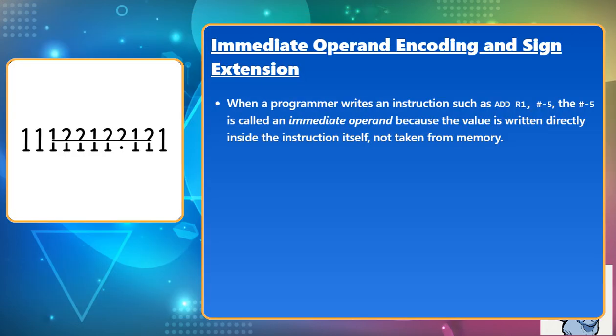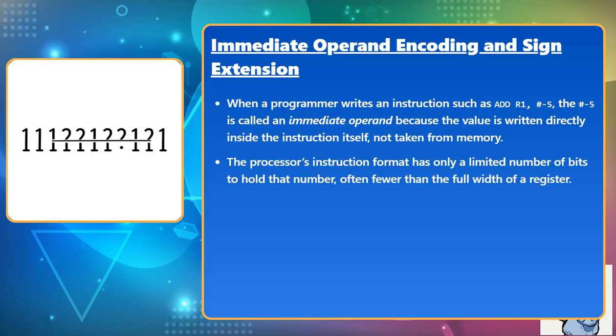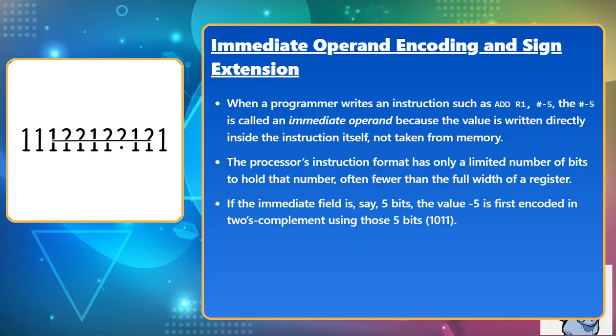When a programmer writes an instruction such as add R1 #-5, the #-5 is called an immediate operand because the value is written directly inside the instruction itself, not taken from memory. The processor's instruction format has only a limited number of bits to hold that number, often fewer than the full width of a register. If the immediate field is, say, 5 bits, the value -5 is first encoded in 2's complement using those 5 bits: 1011.